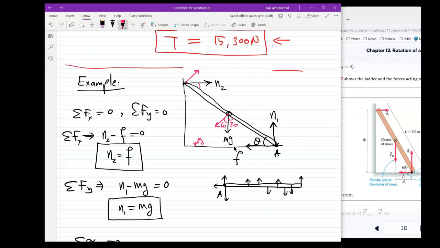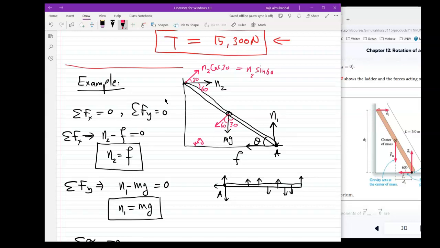And that's going to be, if this is 60 right here, then this is also 60. Make sense? This is also 60 degrees. That makes it 30 degrees here. So in this case, N2 cosine 30, or we can say that N2 sine 60. Both are correct. I hope you understand all of that.